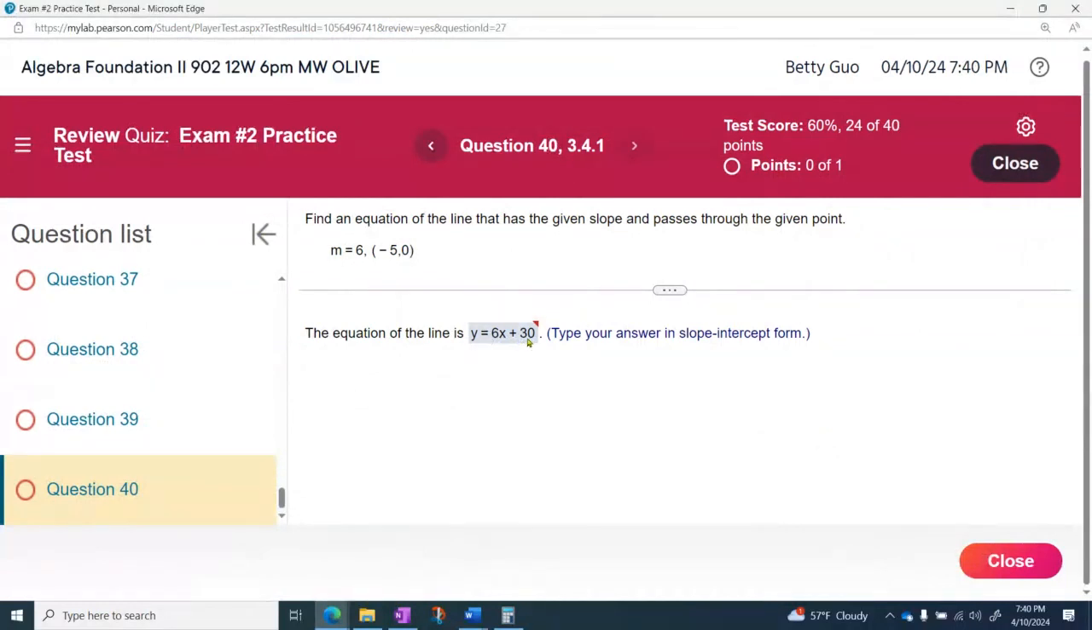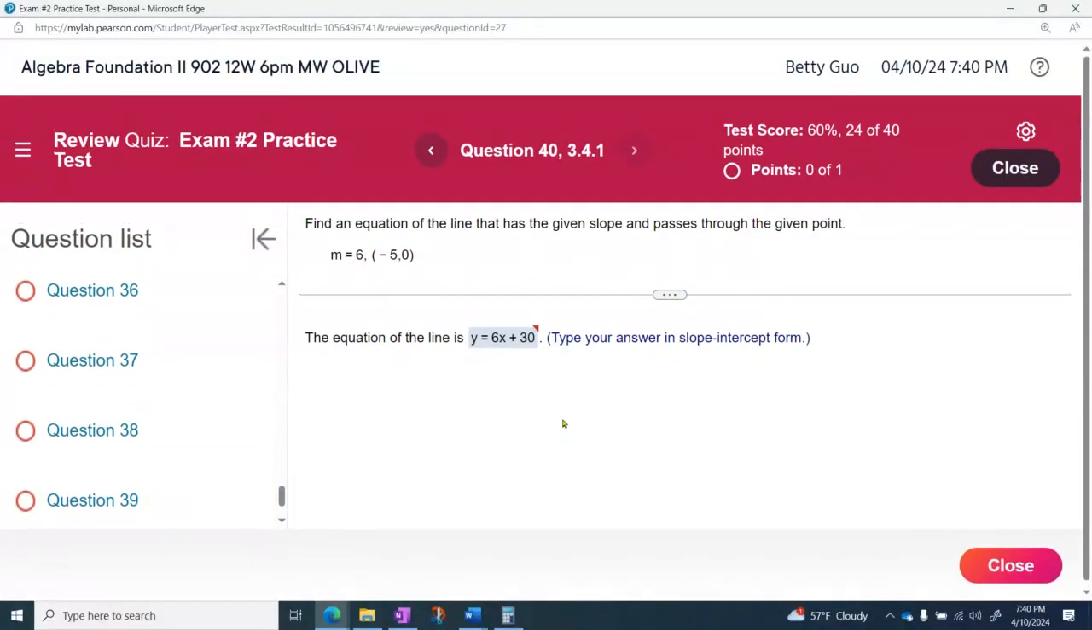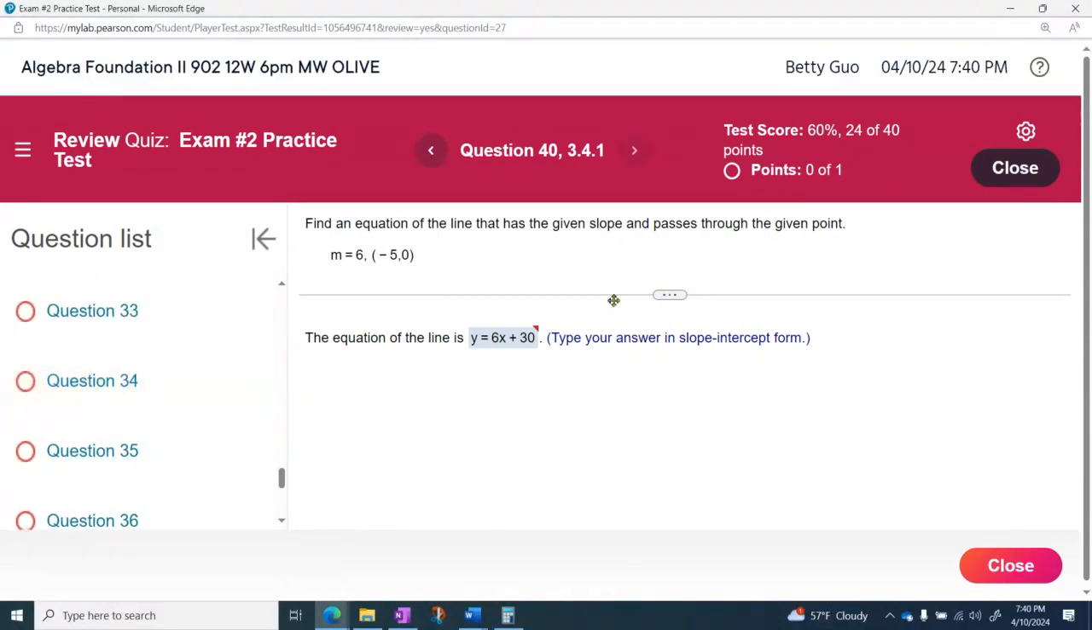There is a way you can double check your answer. You're plugging in x equals negative 5, y equals 0. You must have a true statement if your answer is true. All right? Oh, that's the last question. I would say keep practicing. The review questions are pretty similar with the actual question on the test.